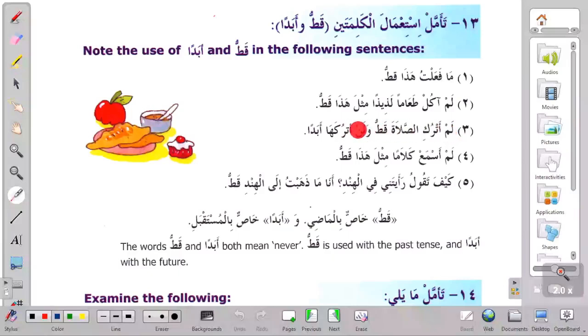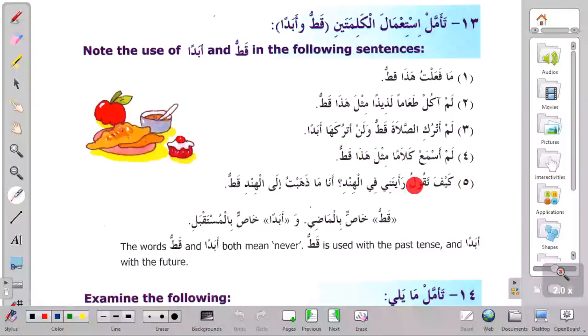Wa lan, see, lan, of course, means in the future, I'll never. Wa lan aturukaha abadan, and I'll never leave it in the future. Therefore, for emphasis, to emphasize that you never do something, or you have never done something. Lam asma' kalaman mithla hadha qattu, I've never heard words like this ever.